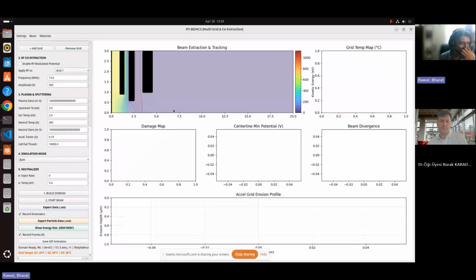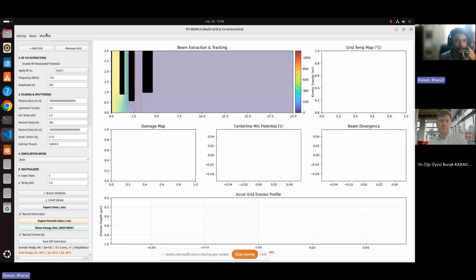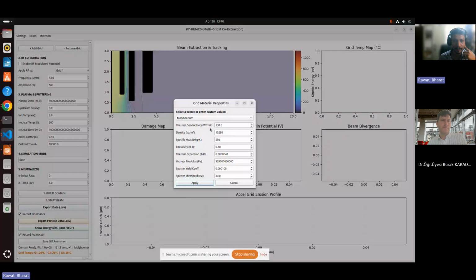And then if you want to record a very nice GIF animation of this entire screen, what you can do is just click on this, record frames, and start the beam. And once the beam starts and once the beam stops, you can save the GIF animation anywhere you want. Here is another feature called ion beam species, where you have xenon and all the other ions, but here you can also change it to whatever you want. And then here is the material for the grids with different properties, just the most common materials which are used for ion optics. And here is a custom option where you can just change everything which you want.